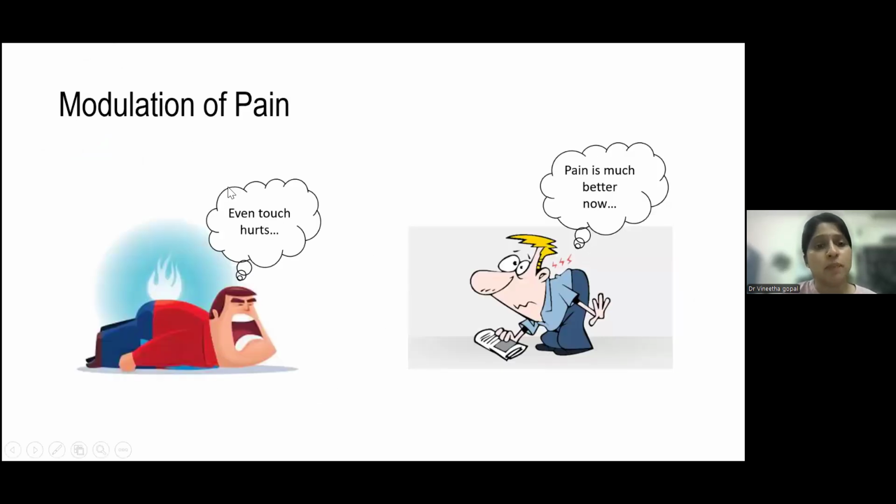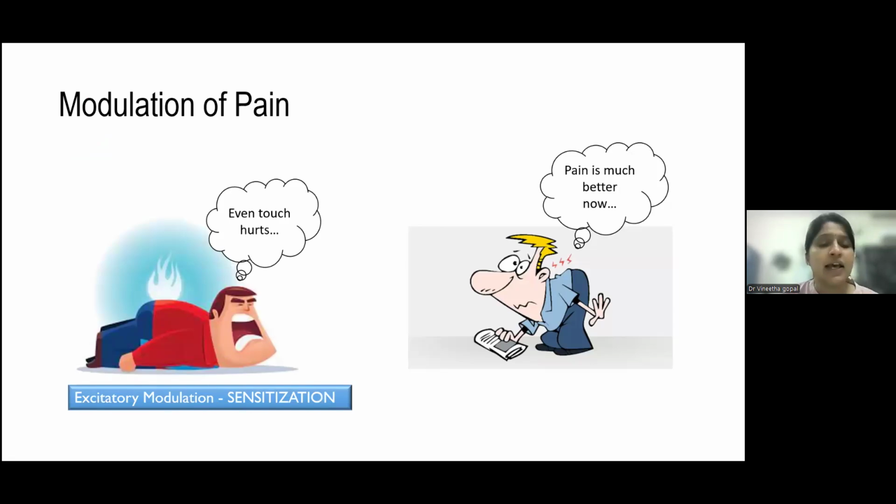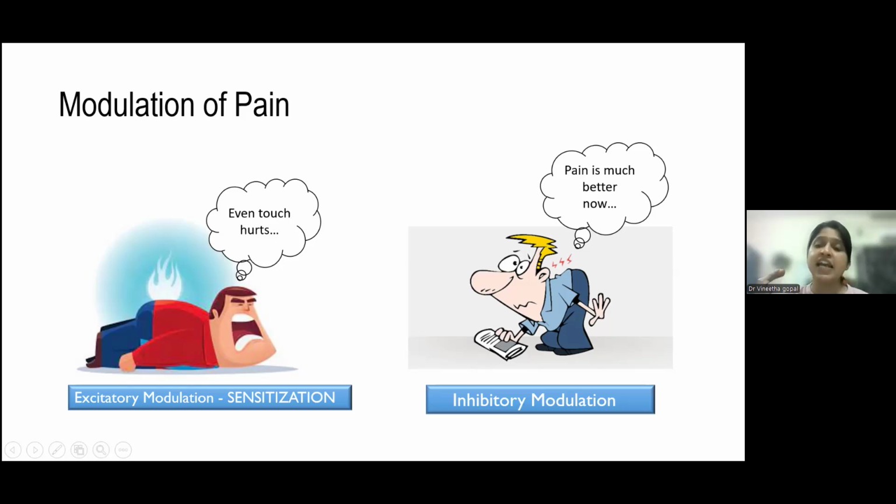Modulation of pain can be of two types. One is excitatory modulation, and the most important word in this class, after the first sentence that you should believe your patient, is this word, sensitization. So if excitatory modulation or sensitization happens, the pain pathway is amplified some 100 times, to the extent that even touch hurts. And the other one is inhibitory modulation. If we are treating early and treating well and intervening adequately, the inhibitory modulation takes over and the patient says that, over time, my pain is much better now.